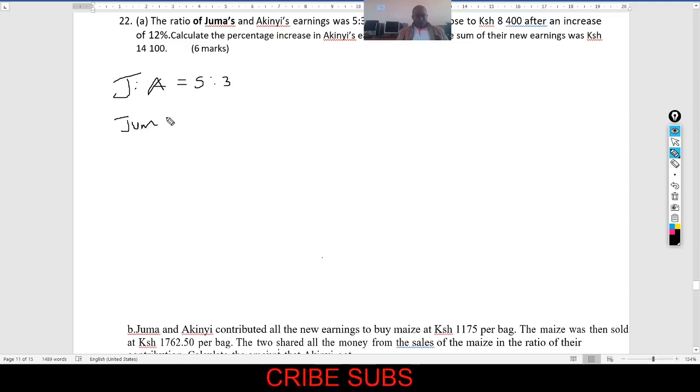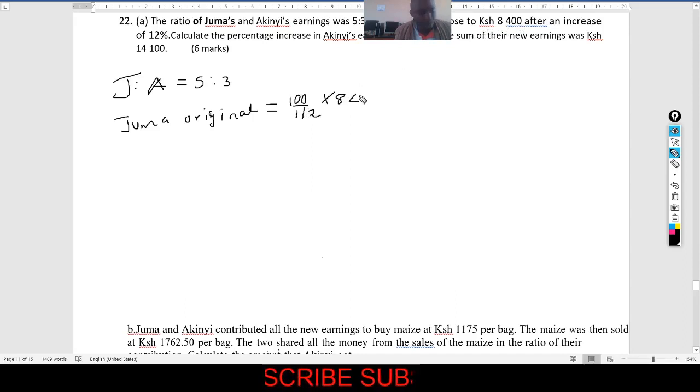Juma's original earning. Because it rose to 112, what about 100? So originally it was 100 over 112, times 8,400. So the original earning of Juma is, you multiply that using your calculator, you get 7,500.